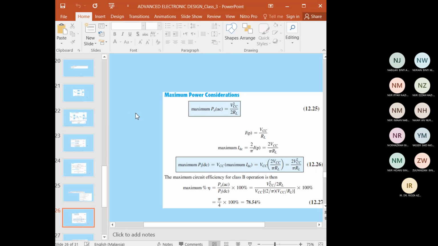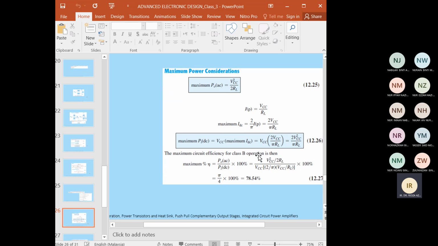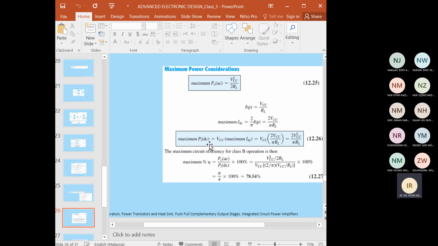Then the power consideration for class B. For class B operation, the maximum output power can be calculated using this equation: maximum power output AC equal to VCC squared divided by 2RL. And maximum power input DC equal to VCC multiplied by maximum IDC, equal to VCC multiplied by 2VCC divided by pi RL. This can be simplified to 2 VCC squared divided by pi RL. So the maximum circuit efficiency for class B operation is then 78.44%.